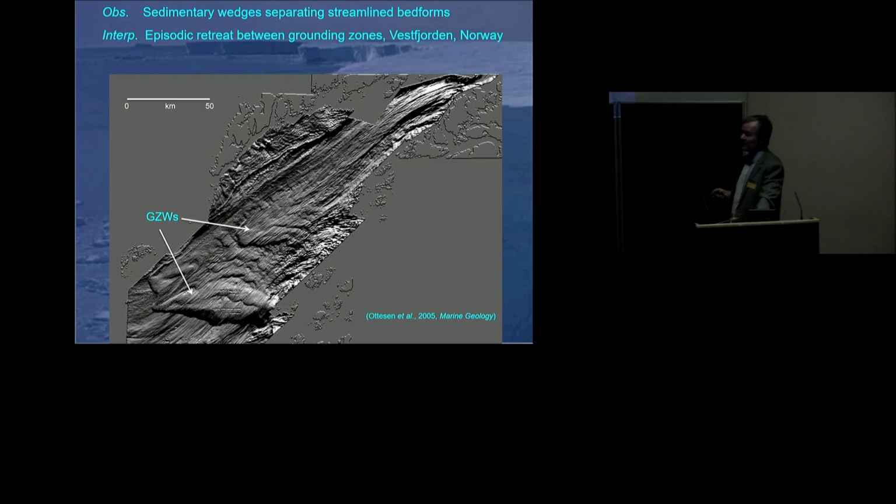Where we find these features have superimposed upon them big transverse to flow grounding zone wedges formed at still stands during ice sheet retreat, perhaps of decades and maybe even of centuries. The depocentres have considerable volumes of tens of cubic kilometres of material. There, in that case, where we see them superimposed on the fast-flowing indicators, the megascale glacial lineations, we can infer episodic retreat between grounding zones.